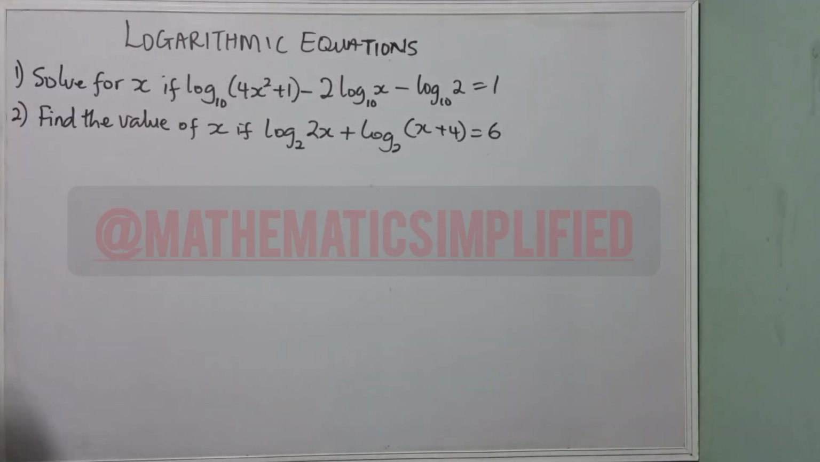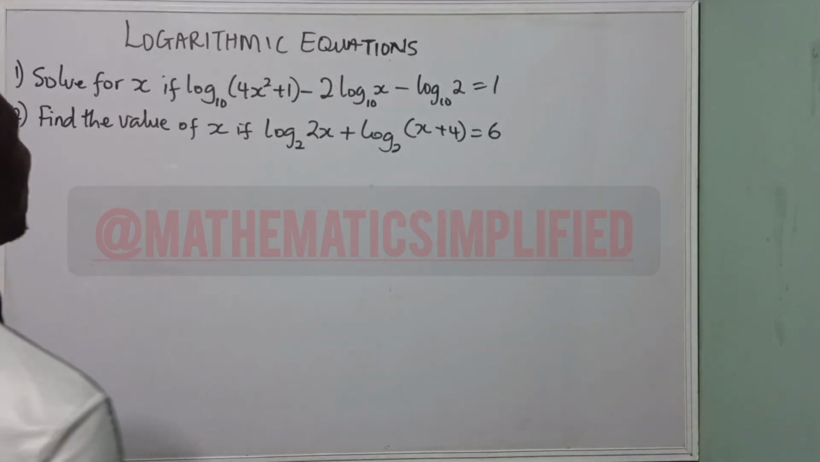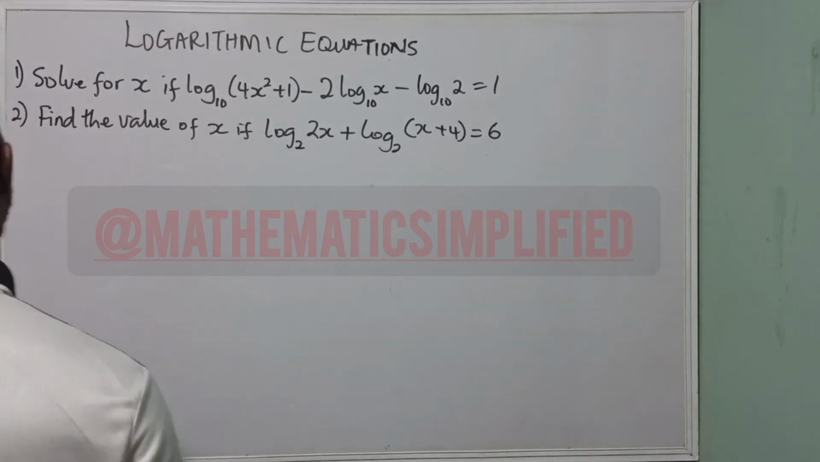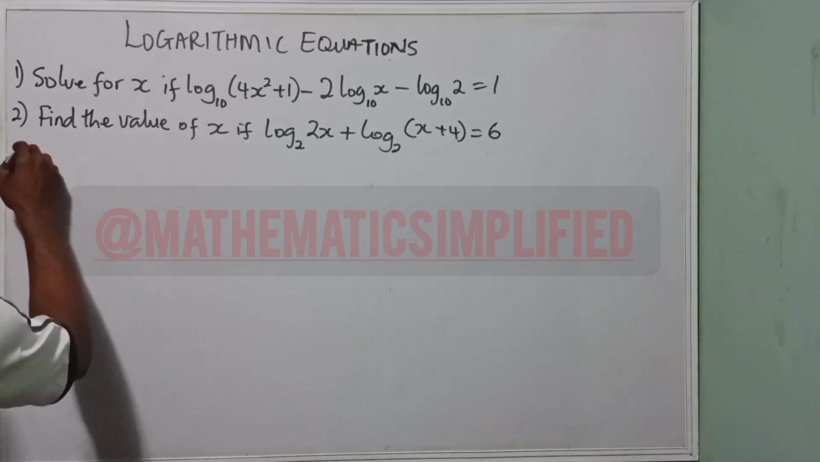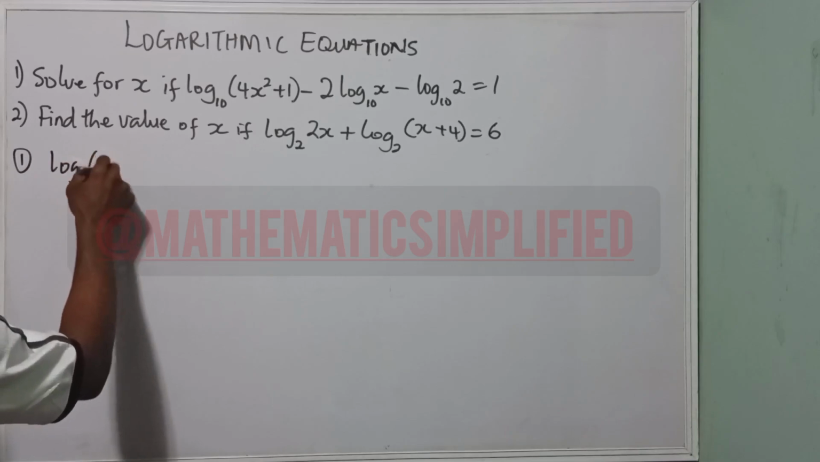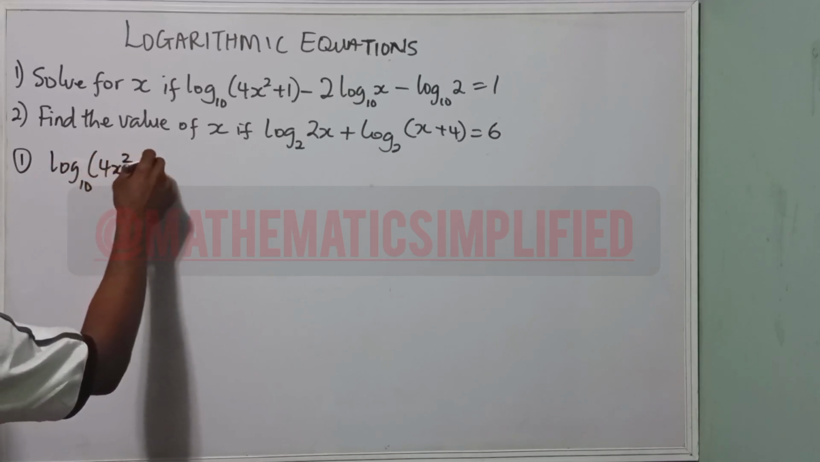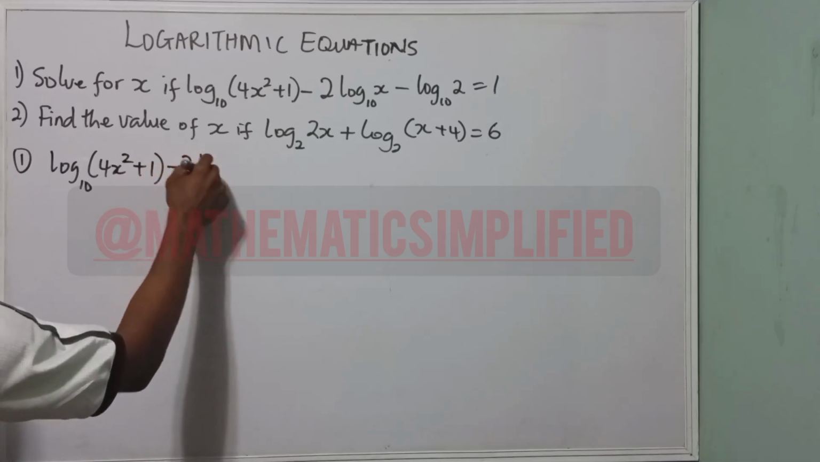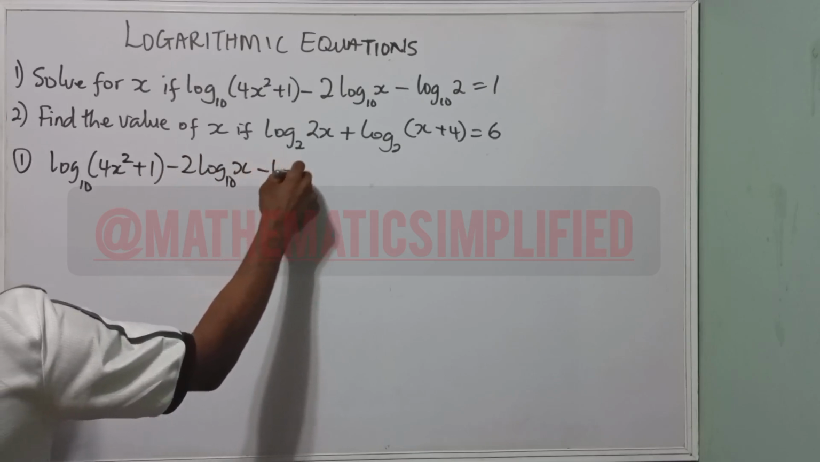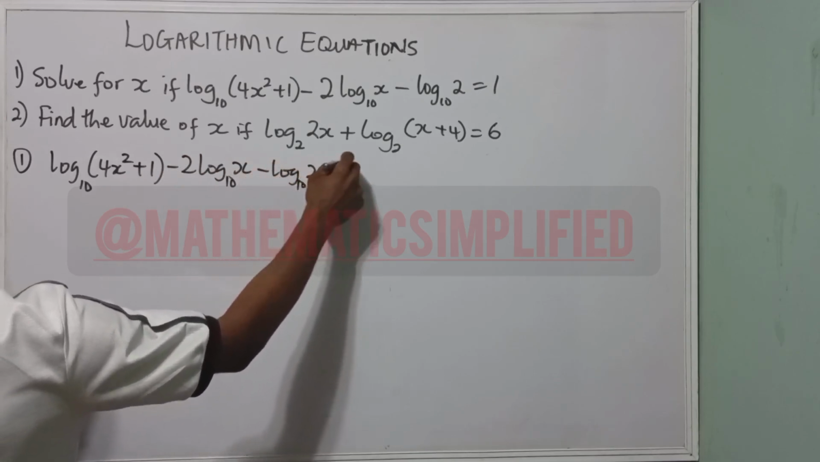Our next set of questions says solve for x if log base 10 of x plus log base 10 of (4x² plus 1) minus 2 log base 10 of x minus log base 10 of 2 equals 1. Now we have this for our question 1. We have log base 10 of (4x² plus 1) minus 2 log base 10 of x minus log base 10 of 2 equals 1.